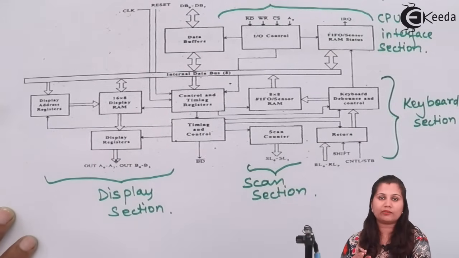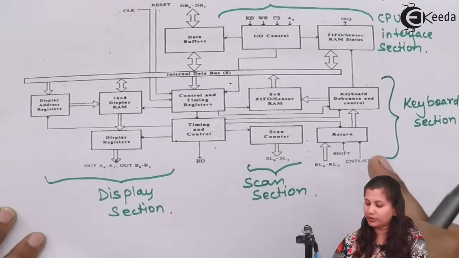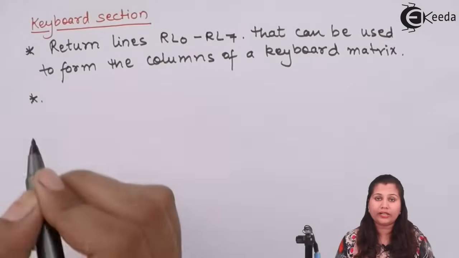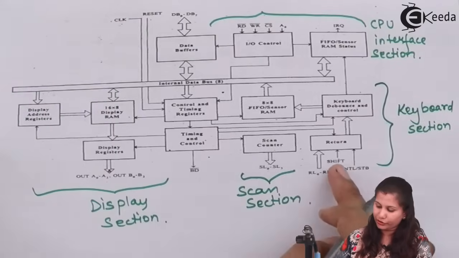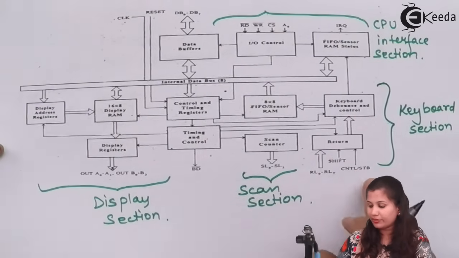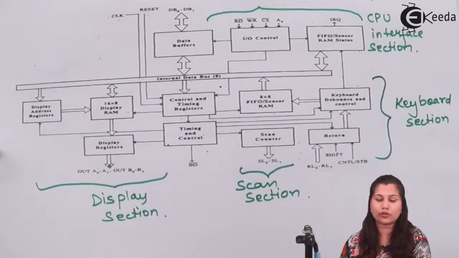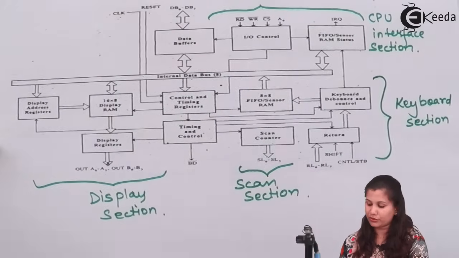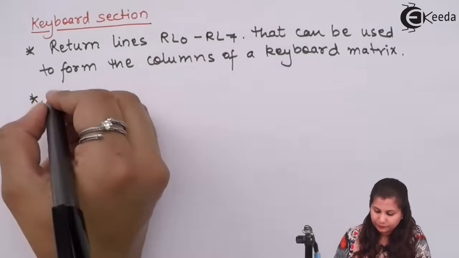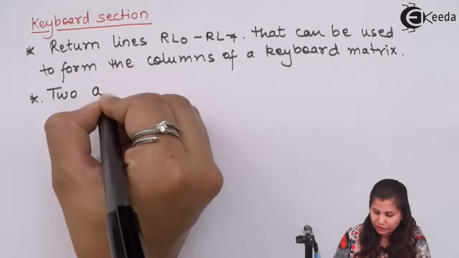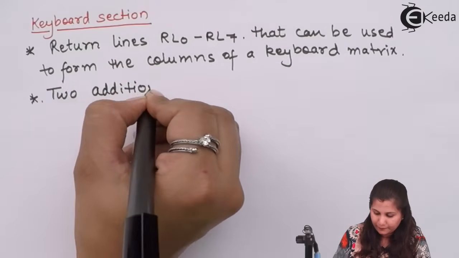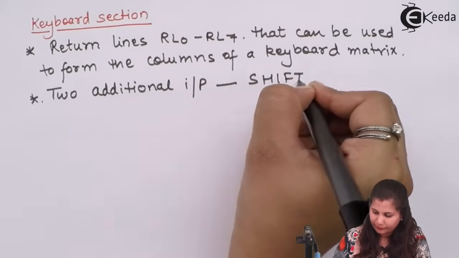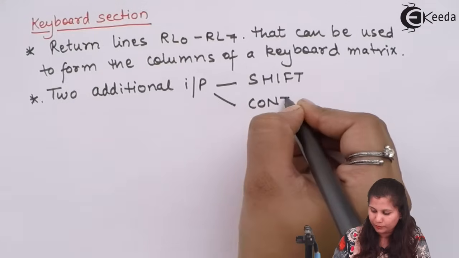In the keyboard matrix, we will have rows and columns. So columns are the return lines. Now it has two input lines also, the shift and the control strobe, and these lines provide the status of the shift key and the control key, and these keys are automatically debounced. So we have two additional input lines: shift and control strobe.